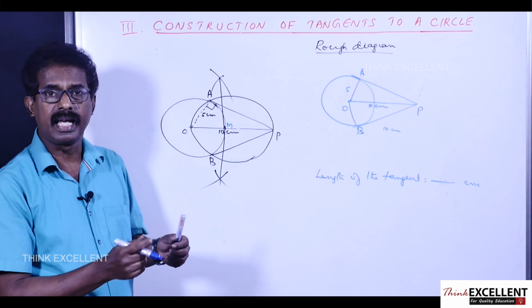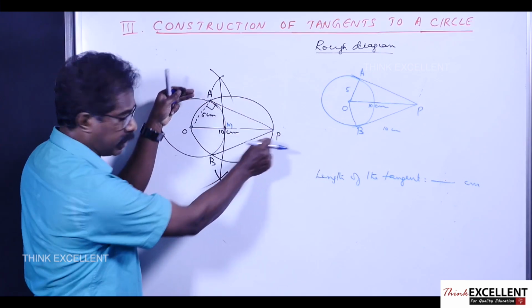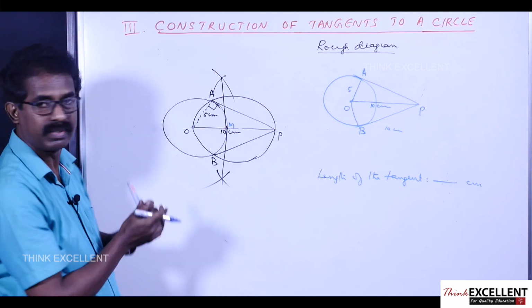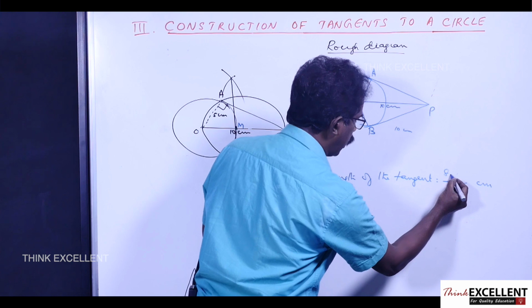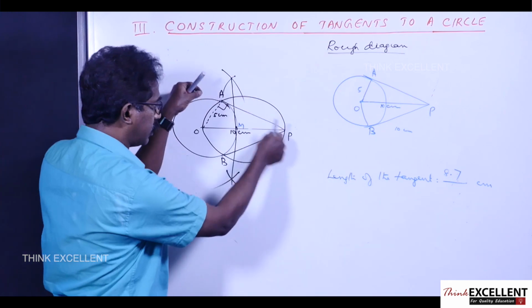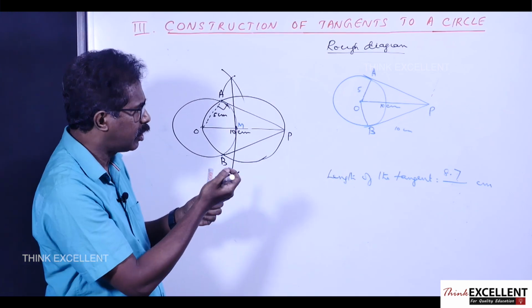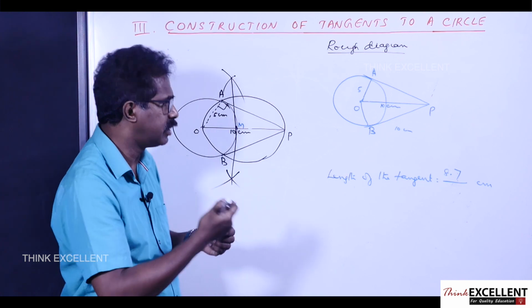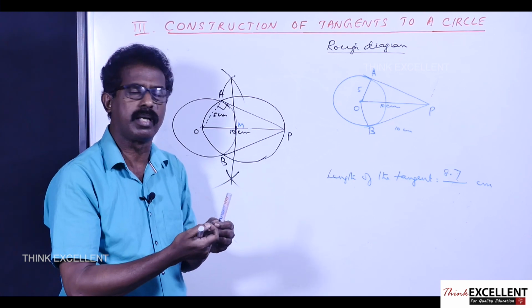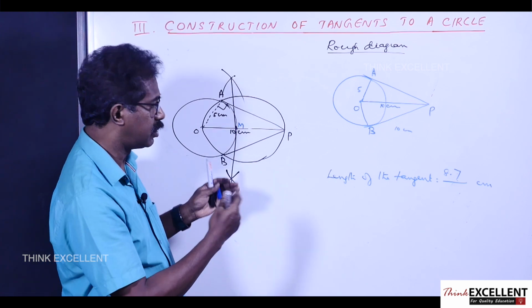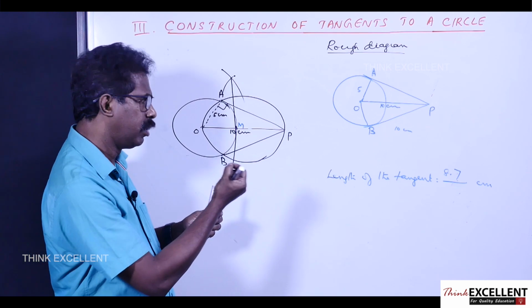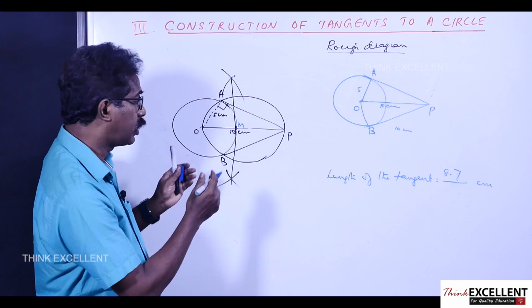So using scale you can measure it. Using scale you can measure it, okay? You will get the length of the tangent. In this case you will get, I think, 8.7 centimeter you are supposed to get when you measure. But sometimes there will be a small difference, 8.6 or sometimes it 8.8. So it is not a big mistake. Okay, 0.1, there may be some difference, but you can verify that.